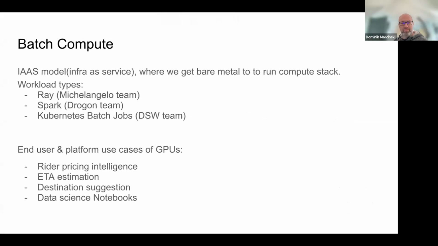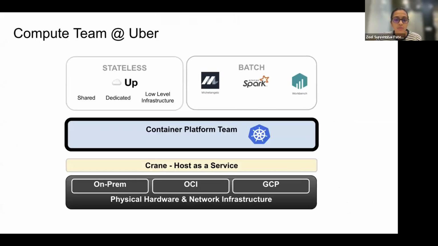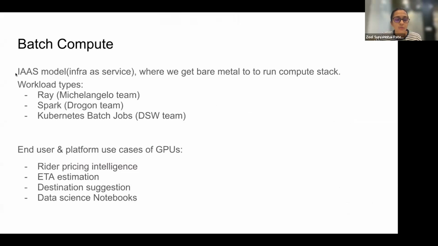So I'm Zeel and I will be presenting GPU aware scheduling as part of Gaurav Kumar and Amit Kumar. We all work at Uber, in the batch compute team. The compute team at Uber manages batch and stateless workloads. As part of our job we get the bare metal hosts, and the services run as infra as a service. As part of batch we run Ray clusters, Spark jobs and compute batch jobs on our bare metal hosts, and we run kubelet on those hosts.